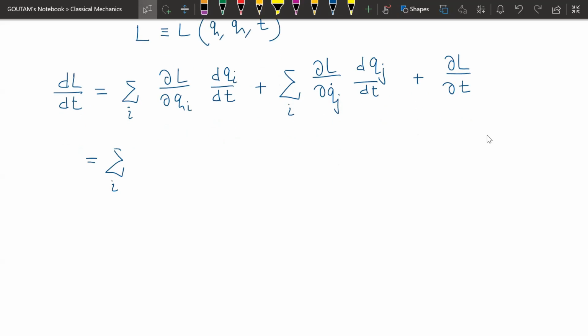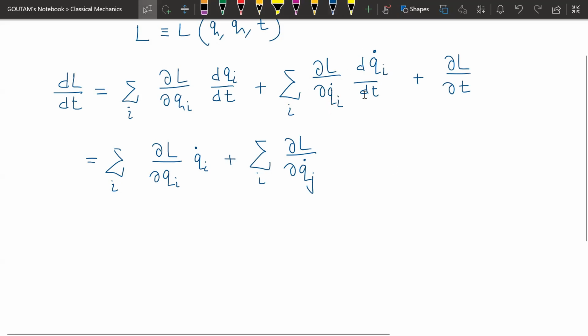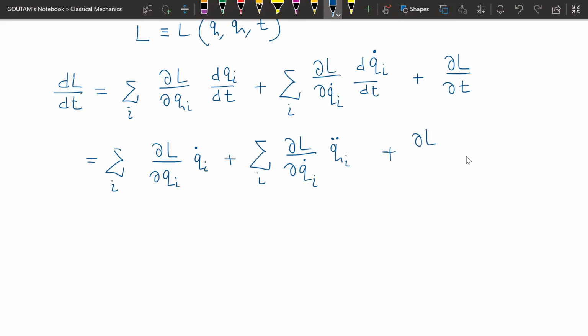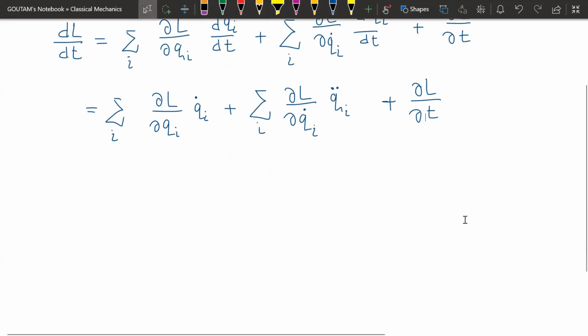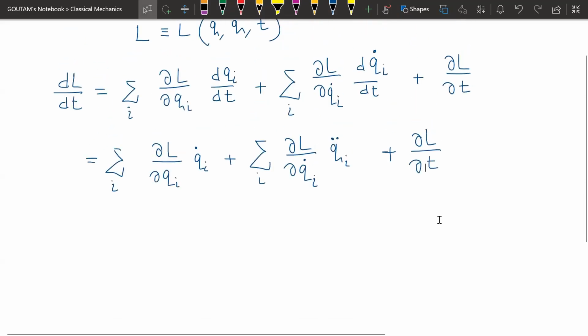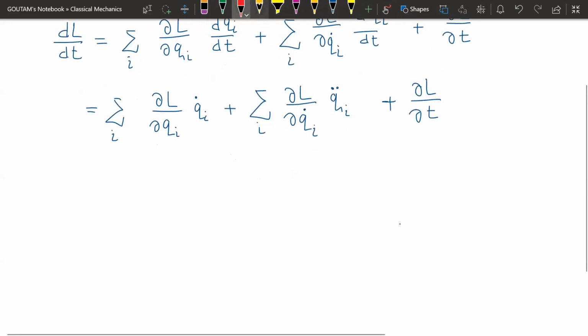We can also write it as the sum over i of ∂L/∂qi times q̇i, plus the sum over i of ∂L/∂q̇i times dq̇i/dt. And dq̇i/dt is q̈i, plus ∂L/∂t. Let's call it equation 1.